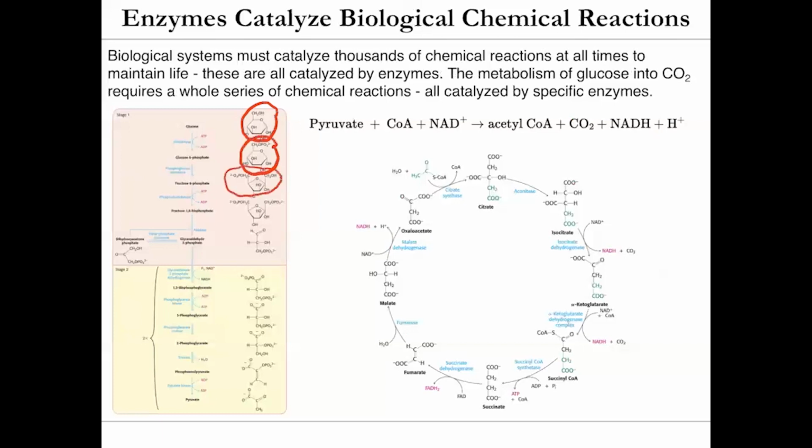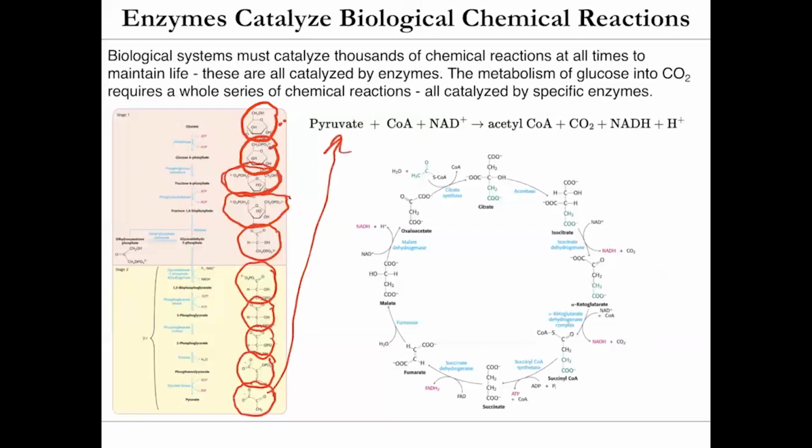So this glucose right here, a phosphate group is put on it. Its shape is changed. Another phosphate group is put on it. It's split into two molecules. Another phosphate group is put on it, and so on and so forth. So this molecule gets completely transformed from glucose into this molecule pyruvate. So that pyruvate is then converted into a molecule called acetyl-CoA, and then that acetyl-CoA enters into the citric acid cycle.